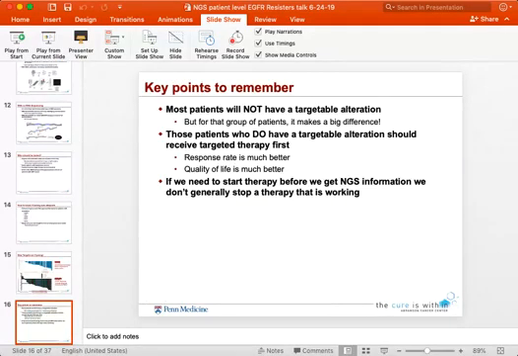So the key points to remember is that, this group notwithstanding, most patients do not have a targetable alteration, but as you well know, for those patients who do have that mutation or alteration, it makes a really big difference because the treatment is much better in terms of quality of life. It's much better in terms of response rate. And the other thing is that many of our other patients are receiving immunotherapy. And unfortunately, immunotherapy tends not to work for patients with a targetable alteration for many reasons that we can get to if it's of interest.